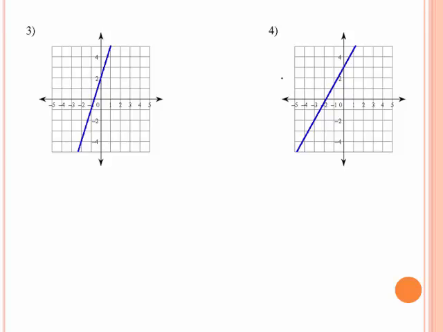Okay, for our next set of graphs, here's B. This time I'm going to go up. So I go up 1, 2, 3, and over 1, which makes my slope 3 over 1, which is just 3. So I will get y is equal to 3x plus 2. Here I have b is 3.